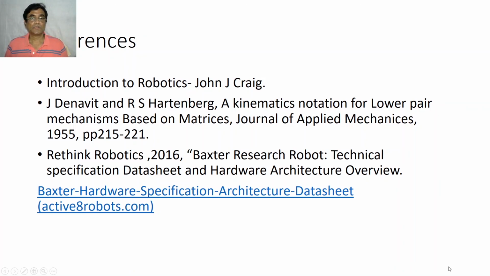And I believe you have understood how numerically, for Baxter, which is a collaborative robot, a cobot, the most fundamental and most difficult solution, the inverse kinematic solution, can be cranked out. So these are some of the references.